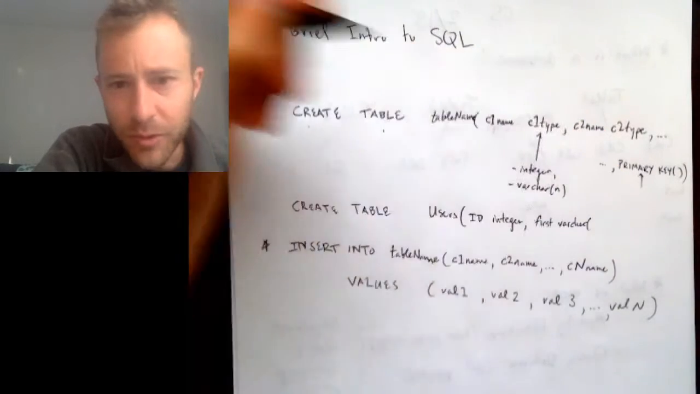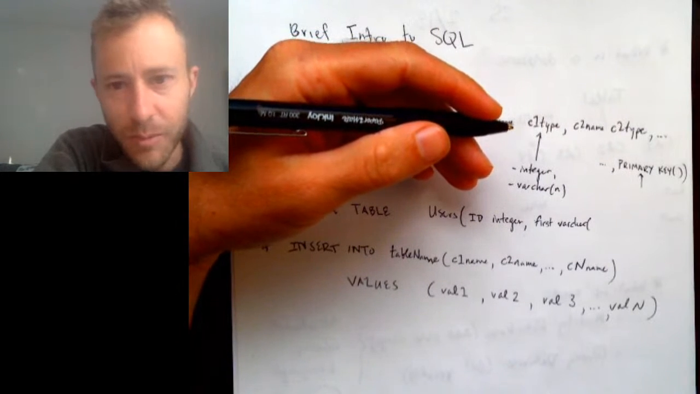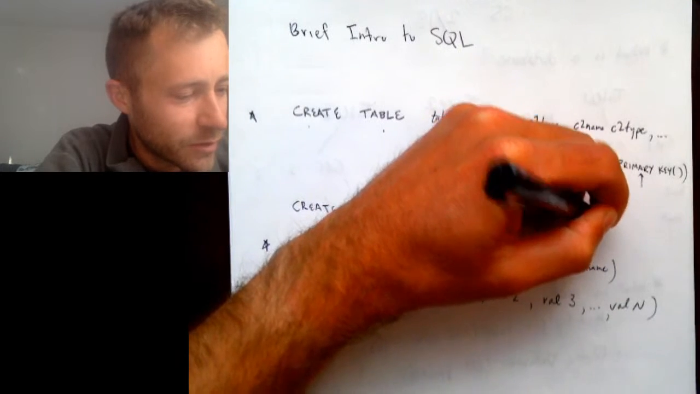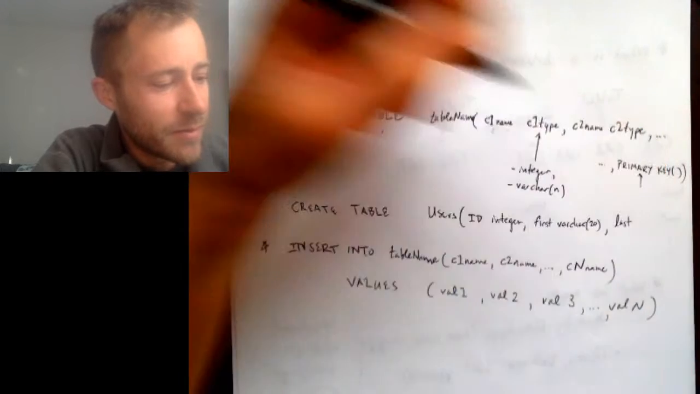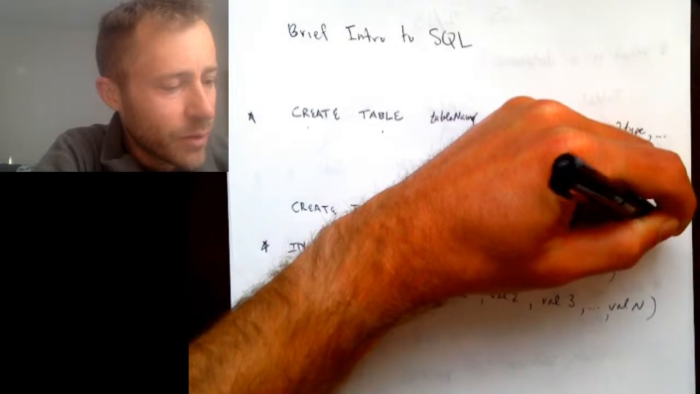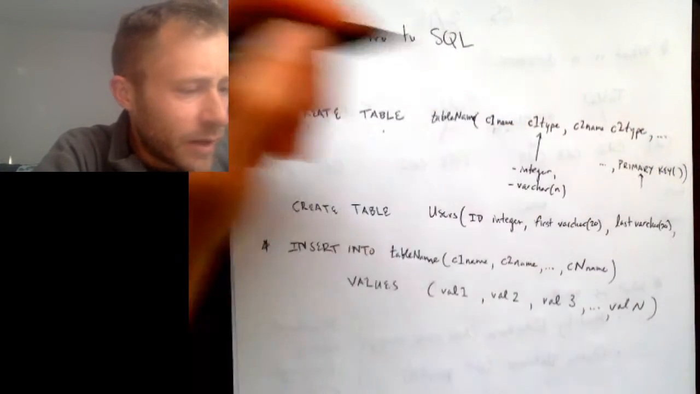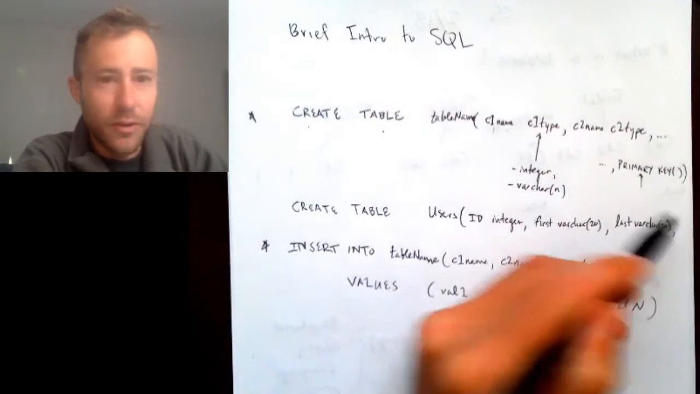And then I have to come up with some length. Gosh, what is the longest that a first name could be? I don't know, 50. We'll just say 20 characters. And maybe last name, varchar 20. Okay. And then I could just close the parentheses here.